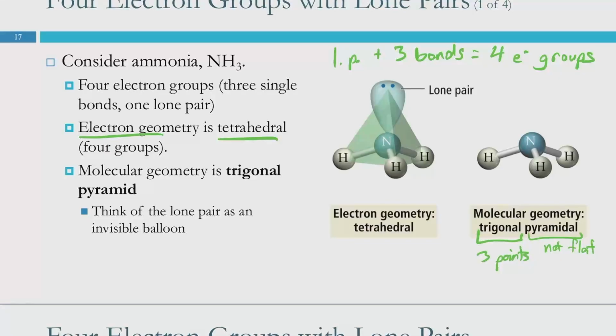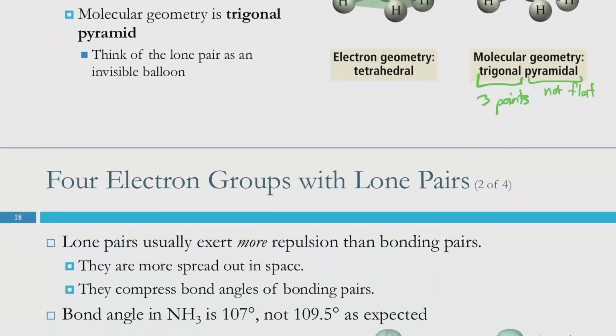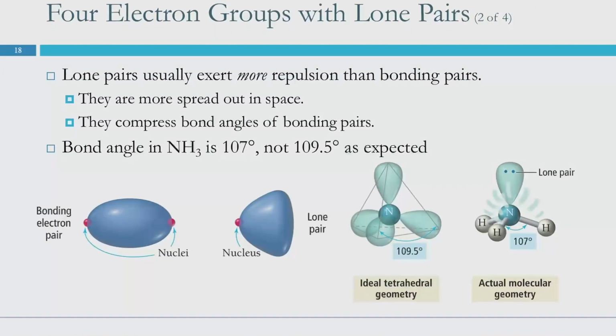We can also have more lone pairs. 1 is not the only possibility. So let's look at 4 electron groups with 2 lone pairs on the next slide, I guess. We're first going to talk about bond angles. So lone pairs typically exert more repulsion than bonding pairs.